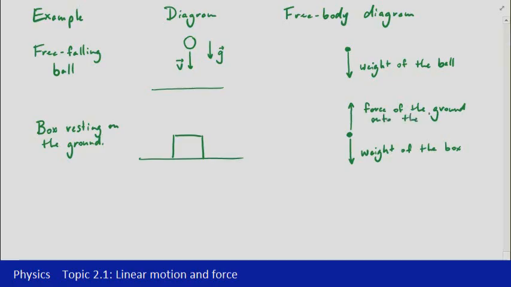You'll notice in this diagram that the size of the force arrow up is the same as the size of the force arrow of the weight of the box down. We know with Newton's first law, forces acting on an object will be balanced if the object is stationary, and so those two force vectors will be the same length.